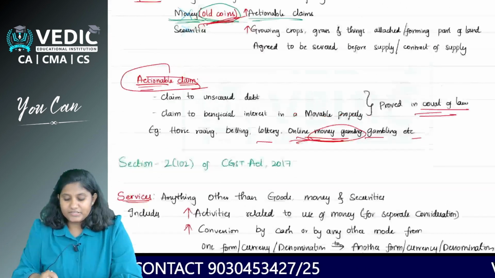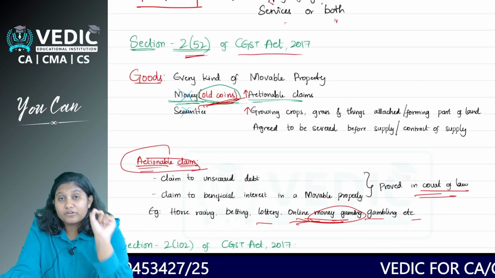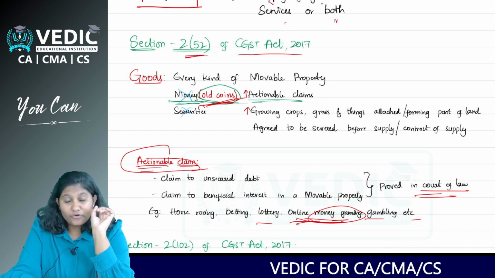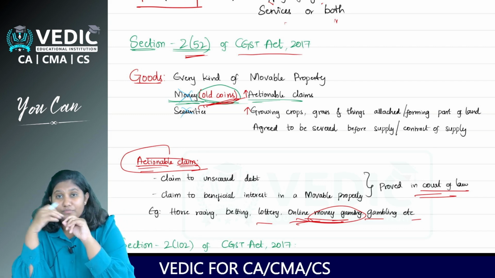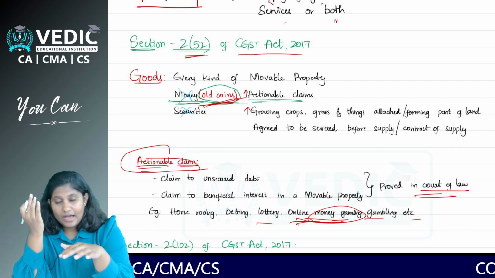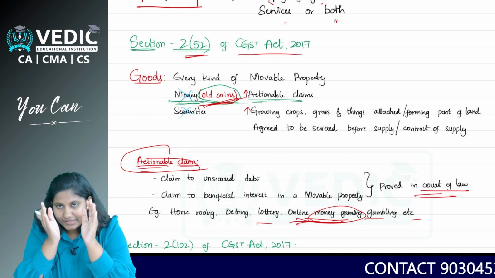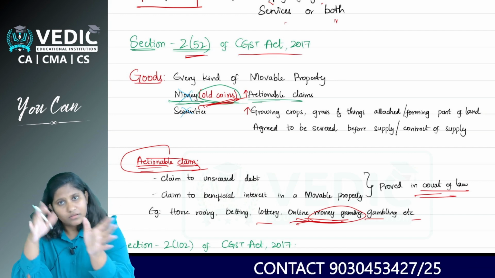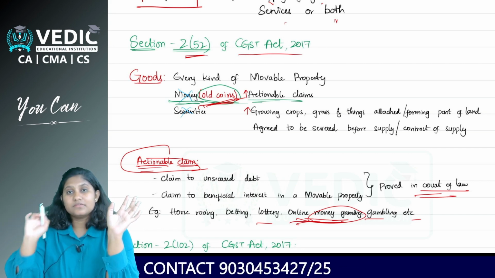Now, what's the goods definition? One more is growing crops, grass and things attached to or forming part of land, which can be severed before supply or under a contract of supply. What is this? We have some seasonal crops, paddy, wheat, bajra, jowar, like 6 months, 1 year. They'll be grown, harvested, cut down and supplied. Are they forming part of land permanently? No, they'll be cut down. They'll be supplied to someone else.